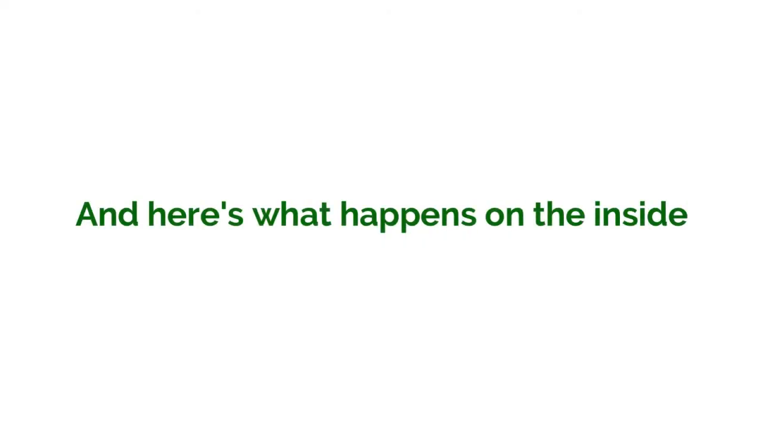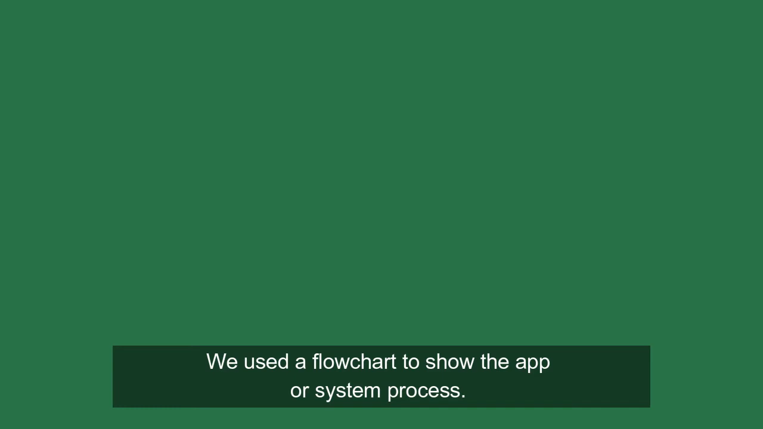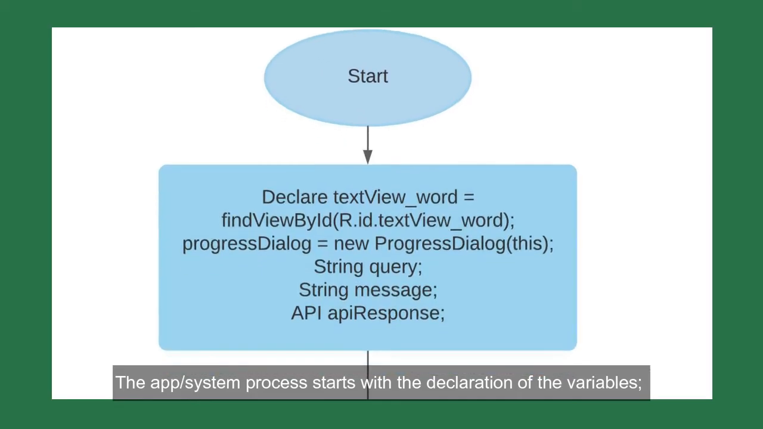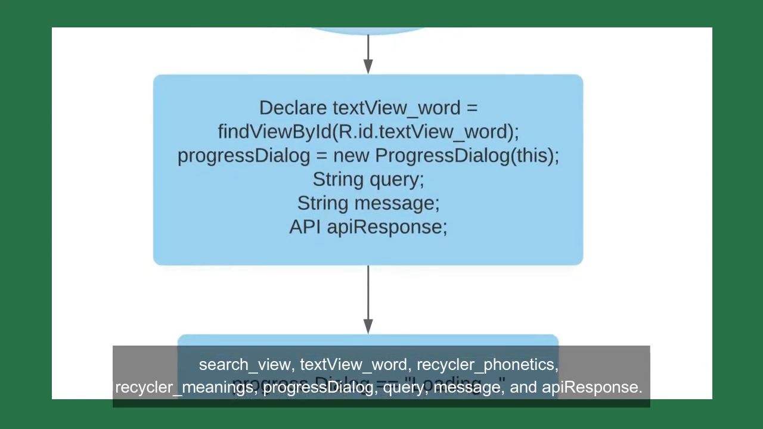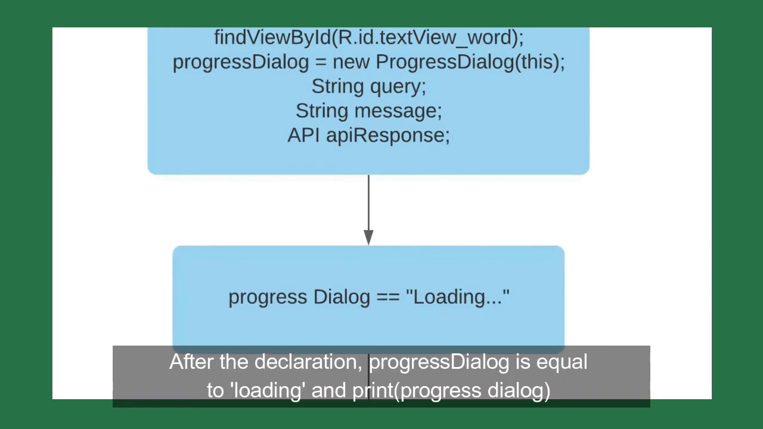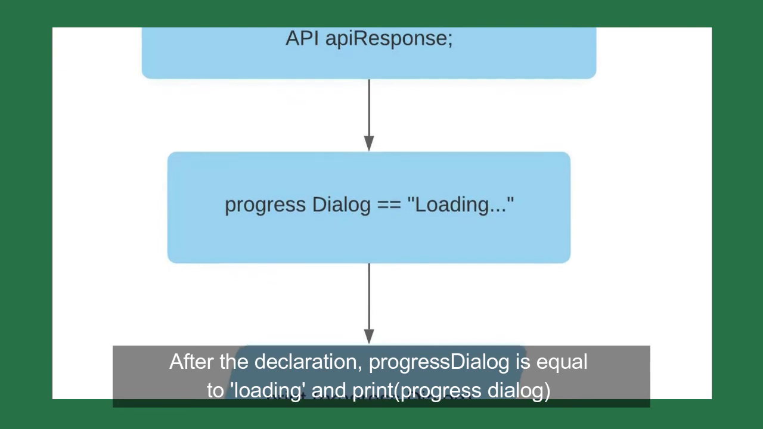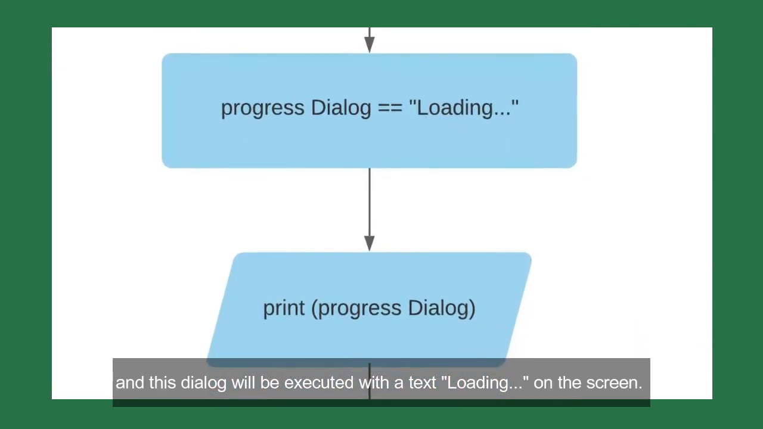And here's what happens on the inside. We use a flowchart to show the app or system process. The app system process starts with the declaration of the variables: search view, text view word, progress dialog, query, message, and API response. After the declaration, progress dialog is equal to loading and print, and this dialog will be executed with the text loading on the screen.